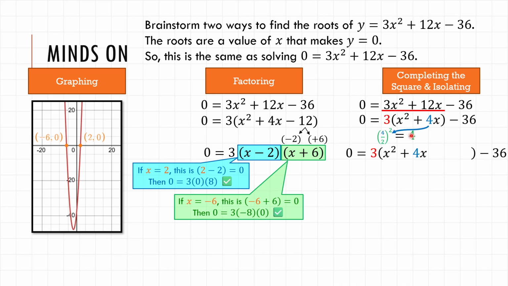And I'm going to take that number and place it just inside the brackets right here. I'll add it and I'll subtract it. That way, I've basically added 0.